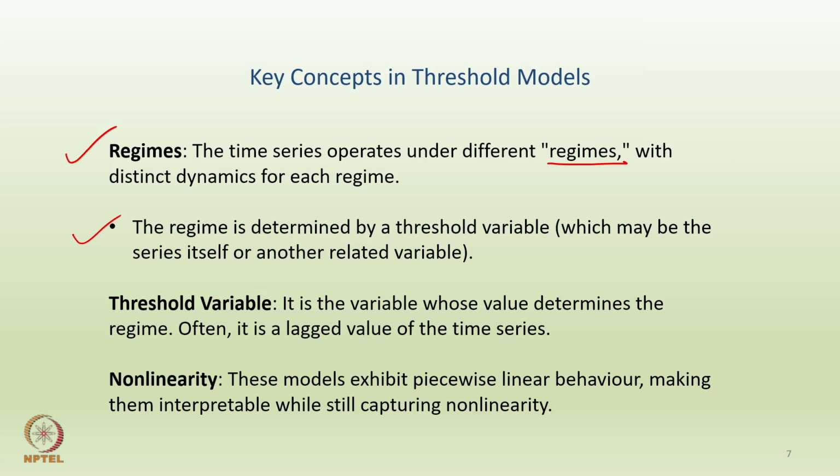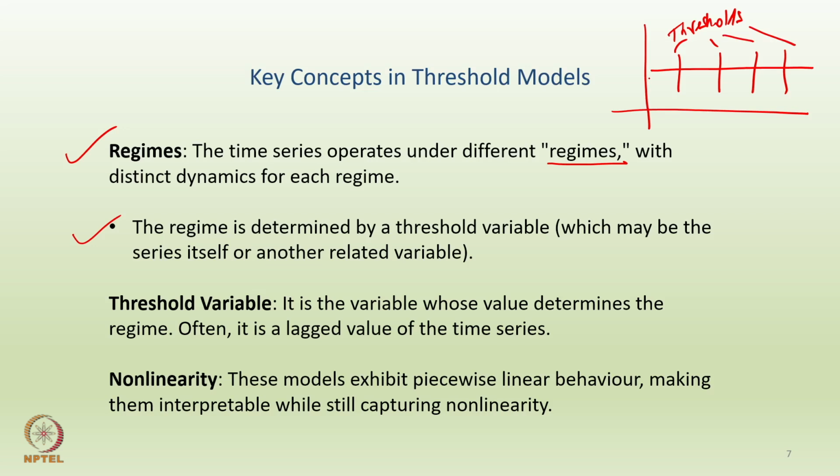Again, to give you one visual appreciation, let us say you divide the time series into different states. These might be the regimes, and these vertical lines are nothing but the thresholds. The behavior of the time series would have different dynamics in each regime. So, each subset here is one regime. Overall you have 4 or rather 5 different regimes.